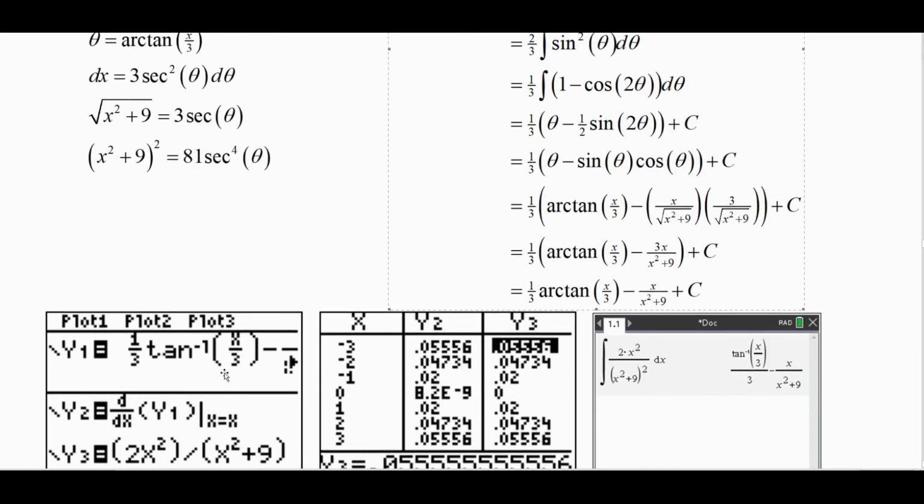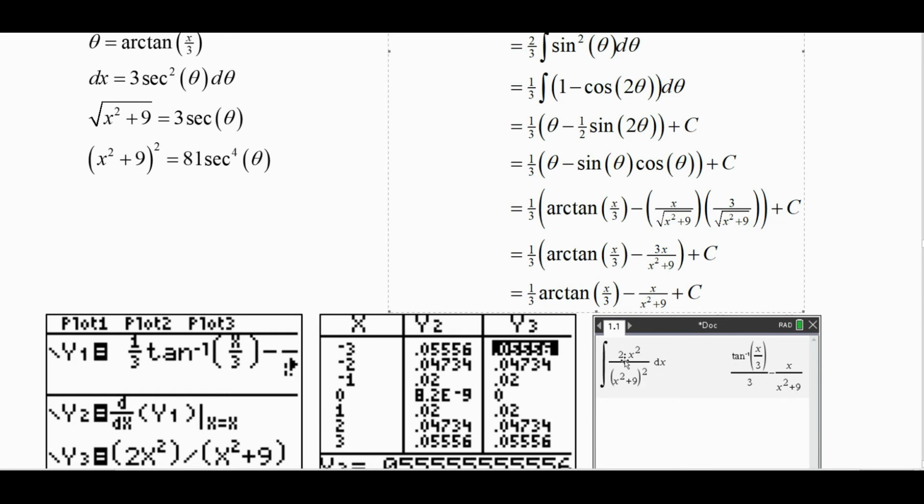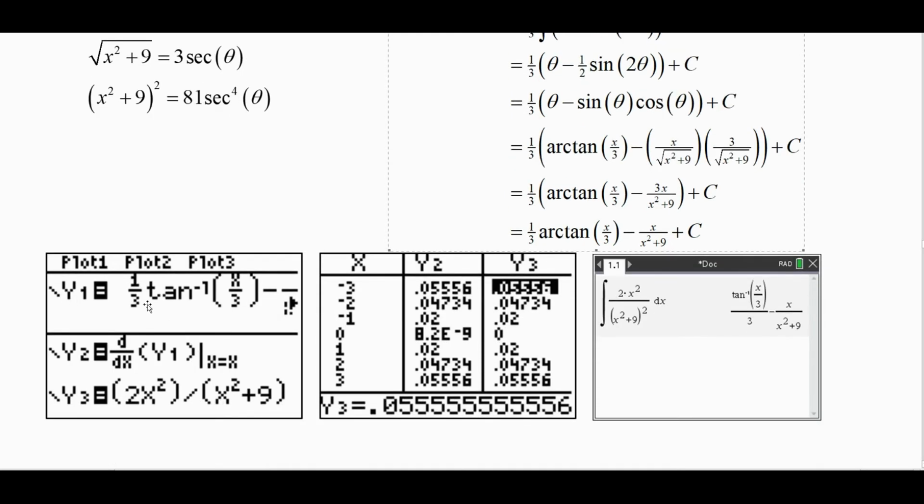If we look at the TI Inspire, that's exactly what it gave us. This is arctangent. Another way to say it is inverse tangent of x over 3, and it's dividing by 3. That's the first term. Minus x over x squared plus 9. They never put the plus c. You have to remember to do that yourself. And here's the check in the TI-84.